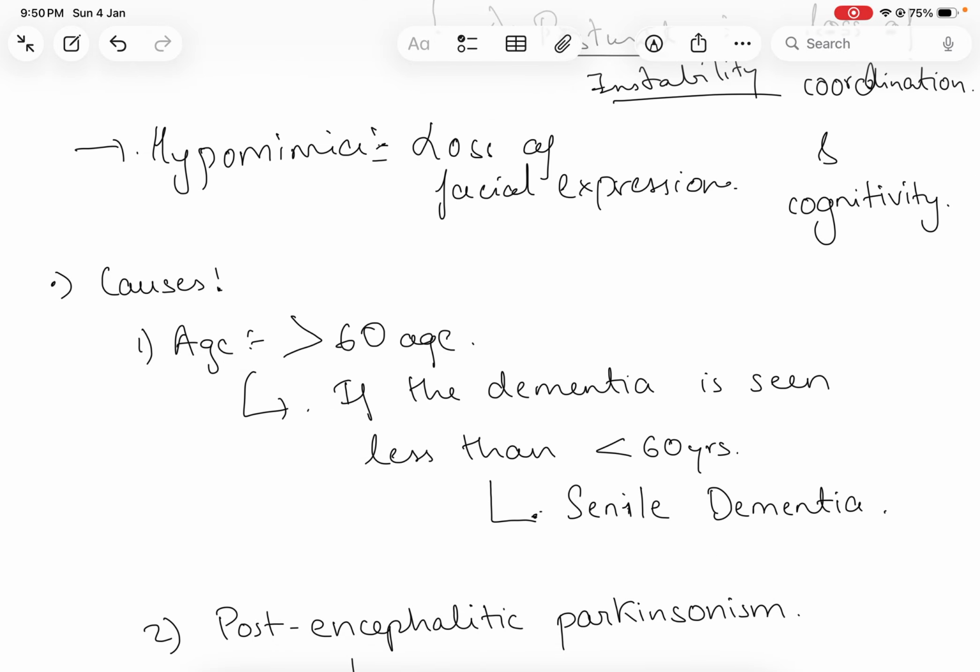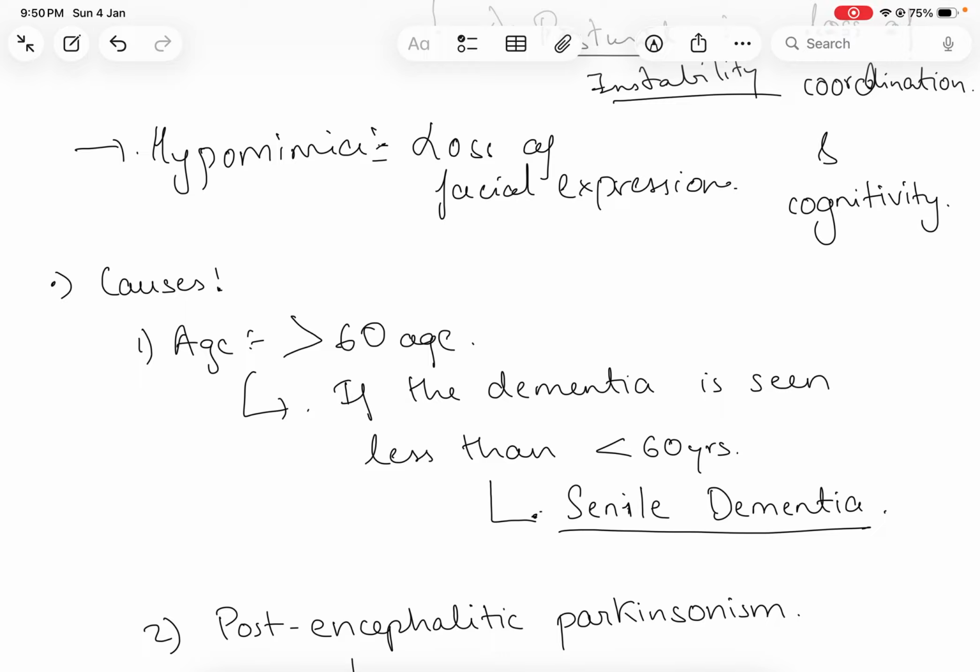Coming to the causes of Parkinson's disease. One of the major things is that age contributes to the main cause of Parkinson's disease. Usually we see that people around 60 or more than 60 are more prone to Parkinson's disease. And regardless of that, if dementia is seen in people less than 60 years of age, we usually call such dementia senile dementia.